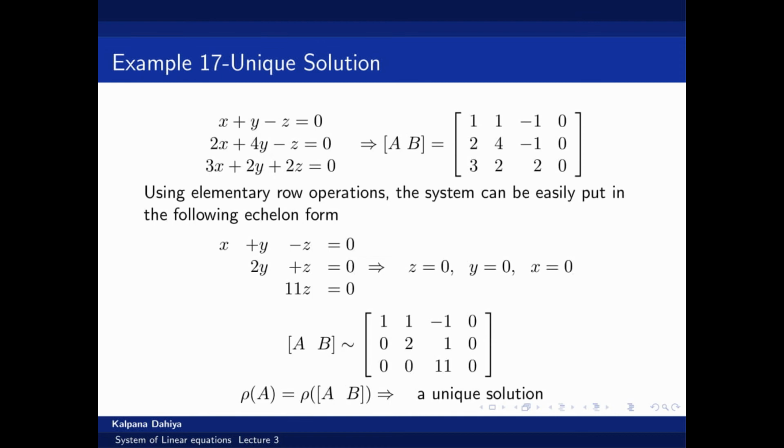So from the third equation we see that z equal to 0, and if z is 0 we can use the second equation, that is 2y plus z equal to 0. This implies that y is 0. Now using that y is 0 and z is 0, first equation implies that x is 0. So the system has a trivial solution: x 0, y 0, and z 0.